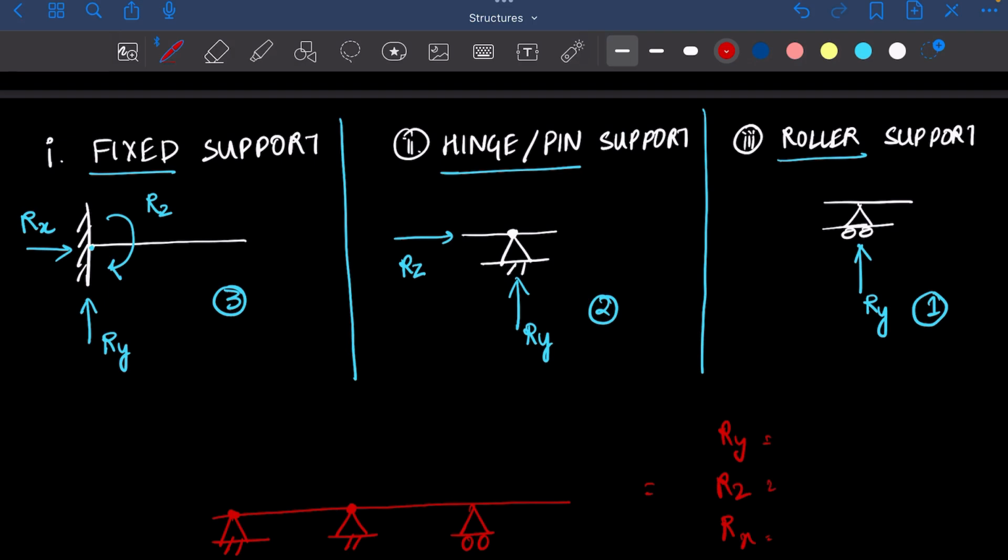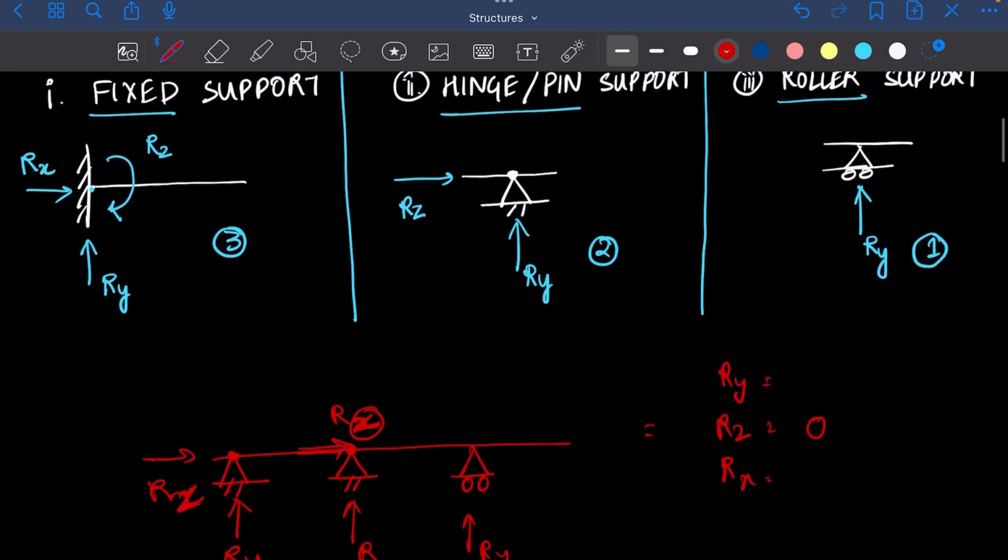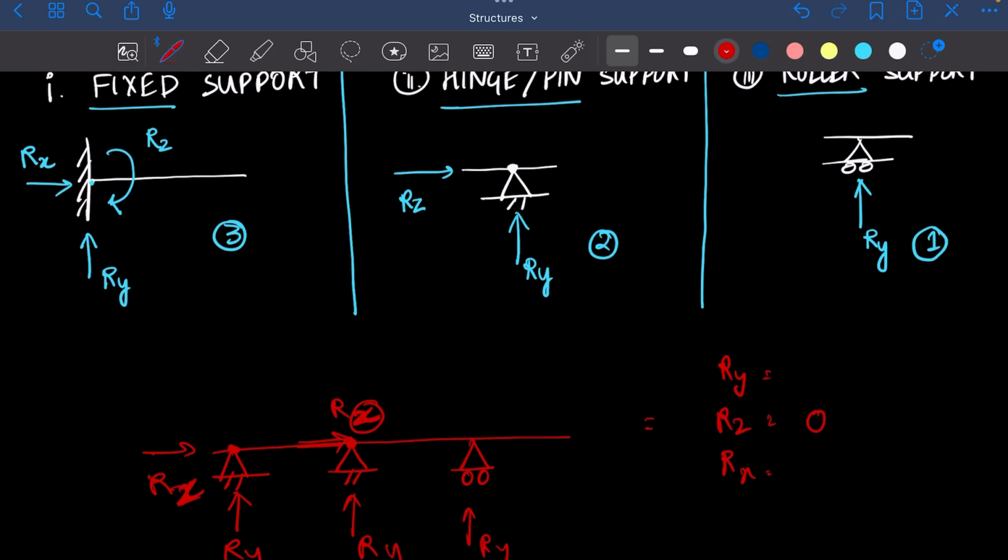So this would have Ry, Ry, Ry, and here we have Rz. Here again we have another Rz, right? Sorry, this is Rx. Z is for the 3D, as in the rotation. We have Ry 3, Rx 2. So these are the reactions that were there in this particular system.